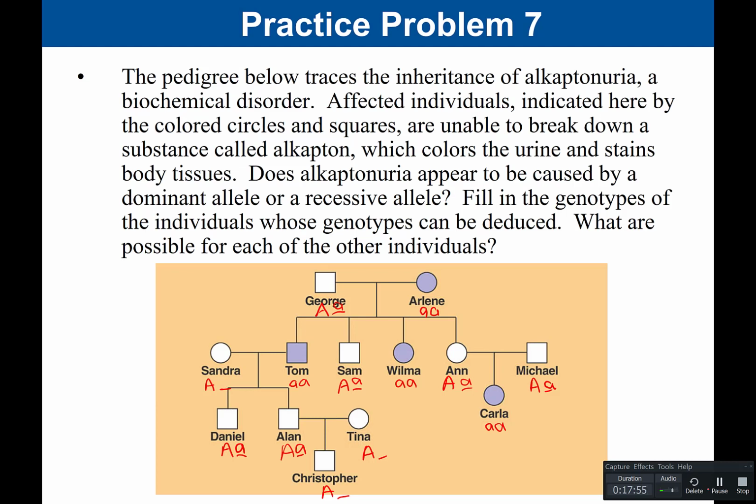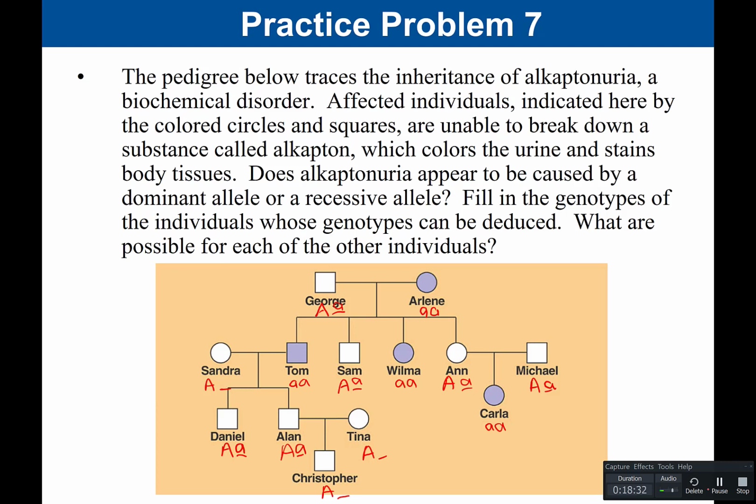If we look at Sandra, can we determine Sandra's information based on what's here? The answer is no. If Sandra was big A, little a, we would expect that half of them would be little a, and we don't see that. But with a sample size of 2, meaning they only have 2 kids, you might not ever see that. So you cannot say with certainty that Sandra is big A, little a, or big A, big A. Sandra, we don't know the second allele. She could be homozygous dominant, or she could be heterozygous.